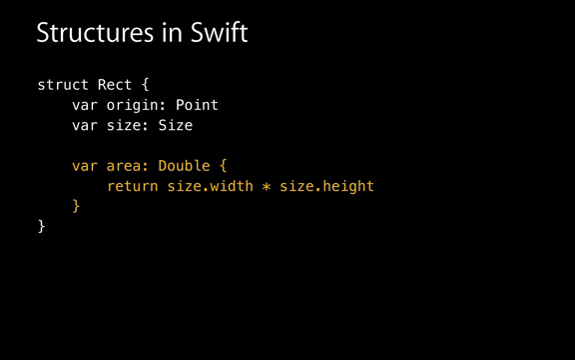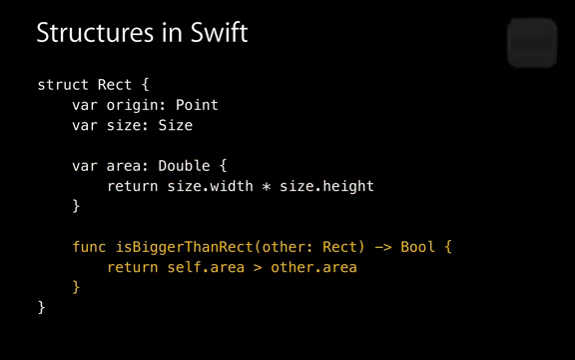OK, properties are great. But what about methods? Sometimes I want more than just a property. Well, in Swift, a structure can have a method as well. So here I have an isBiggerThanOtherRect method. And I can pass in a rectangle and return a value back that indicates whether it's bigger than the other one. So structures in Swift, incredibly powerful, a lot more functionality than you're used to in C.